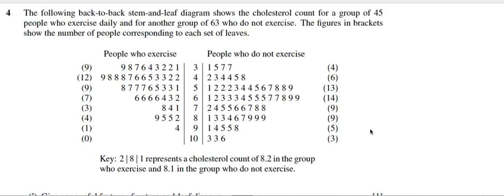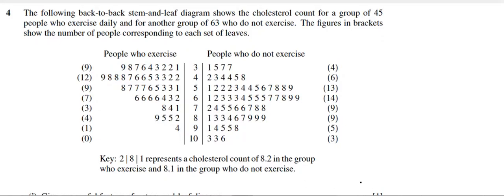The following back-to-back stem and leaf diagram shows the cholesterol count for a group of 45 people who exercise daily and for another group of 63 who do not exercise. The figures in the bracket show the number of people corresponding to each set of leaves. People who exercise are on the left hand side of the diagram, and people who do not exercise are on the right hand side. The key is already here, so we know how to read this.